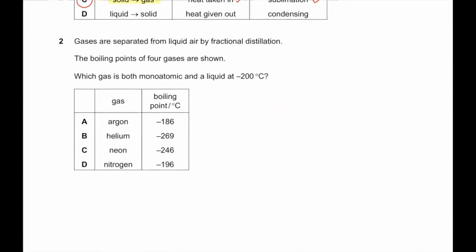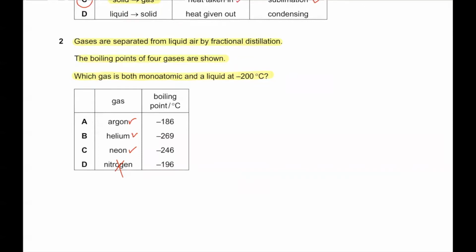Question 2. Gases are separated from liquid air by fractional distillation. The boiling points of 4 gases are shown. Which gas is both monoatomic and a liquid at minus 200 degrees Celsius? First of all, out of all of these gases, nitrogen is diatomic. Argon, helium, neon, all of them are monoatomic.